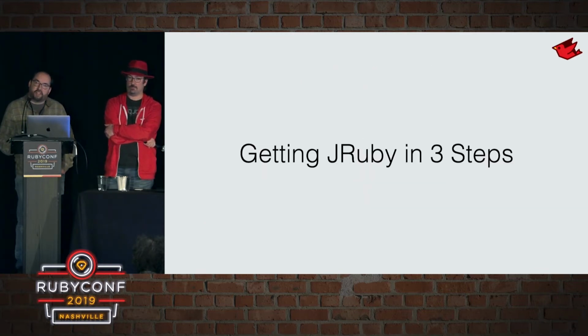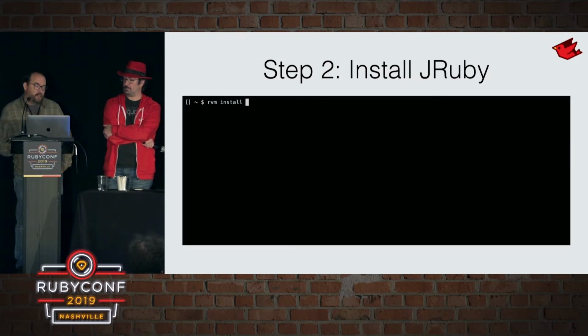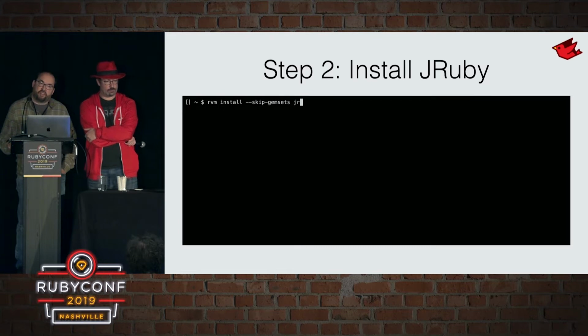There's 3 steps to getting JRuby. The first one is that you need Java. So if you type java -version and it returns something that's version 8 or higher, you're golden, although we recommend 8 or 11 because those are the long-term support versions of Java. If it's not installed, use your package manager to install it, or you could go to AdoptOpenJDK and download it yourself. But once you have that, then you just use your favorite Ruby manager to install JRuby.